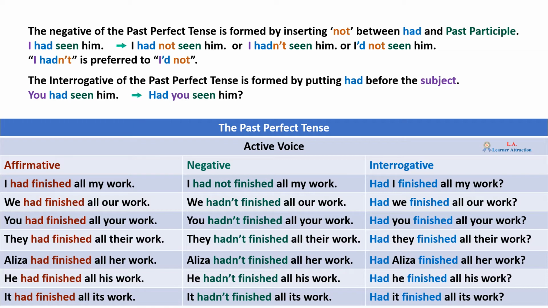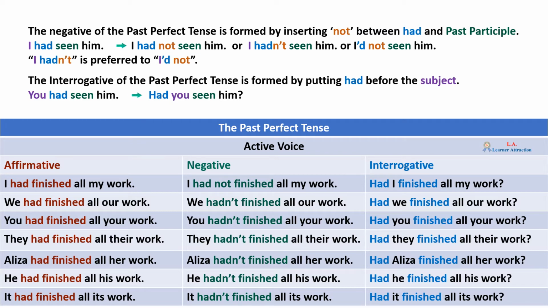The negative of the past perfect tense is formed by inserting not between had and past participle. I had seen him becomes I had not seen him, or I hadn't seen him, or I'd not seen him. I hadn't is preferred to I'd not. The interrogative of the past perfect tense is formed by putting had before the subject. You had seen him becomes had you seen him.